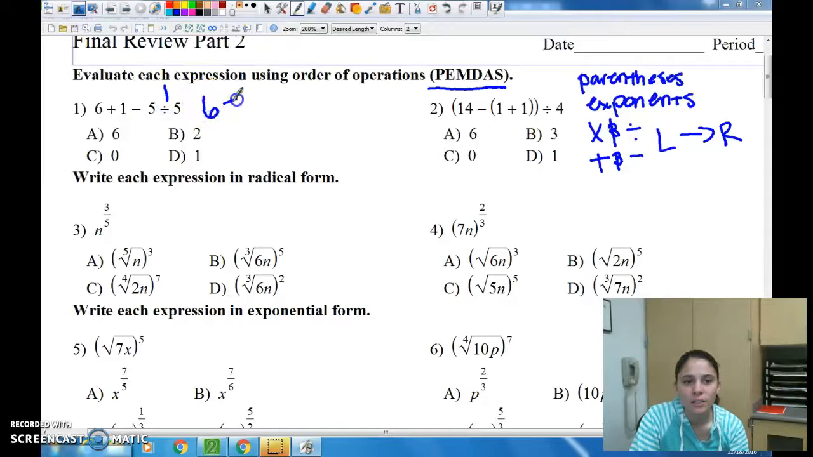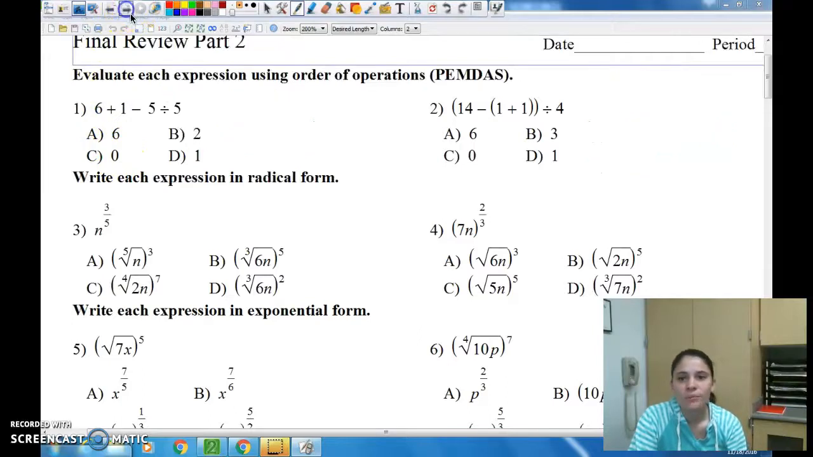So now I have 6 plus 1 minus 1. So now I'm on to addition and subtraction from left to right, so I can just solve this problem from left to right. So I'm going to do 6 plus 1 is 7. Now I have 7 minus 1, which is 6. So in this case, the answer is A, 6. So then we'll move on to number 2.